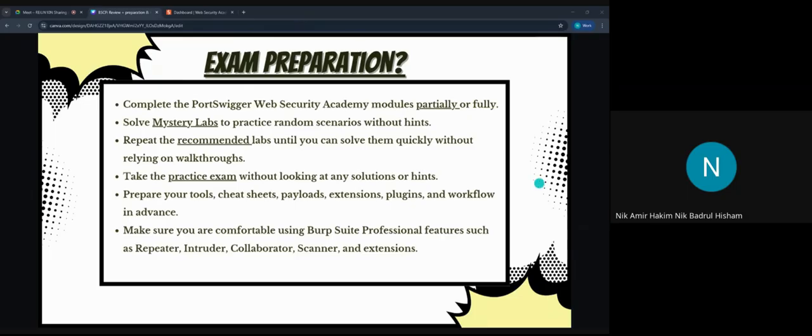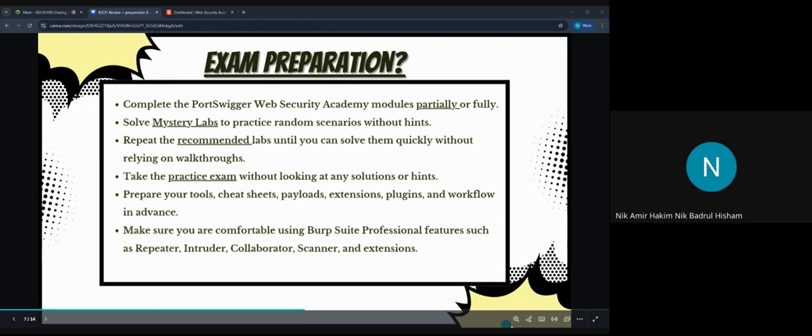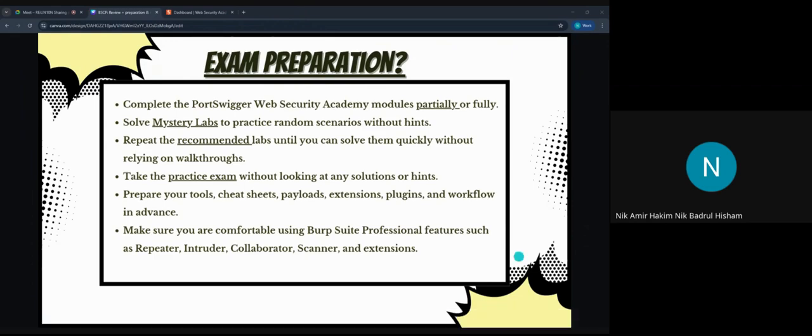So this is the exam preparation. You already know about the BSCP overview, and we already talked about my review. So what is the preparation for a person going to take the BSCP? I will say that to take this examination, you need to complete the Portswigger Web Academy modules, partially or fully. What do I mean by partially? Later I will show you which ones are partial and which are full.